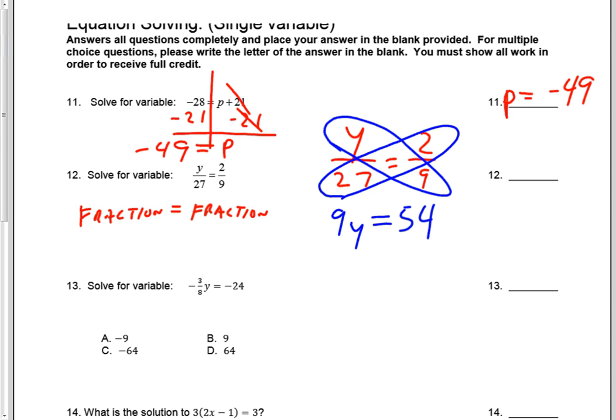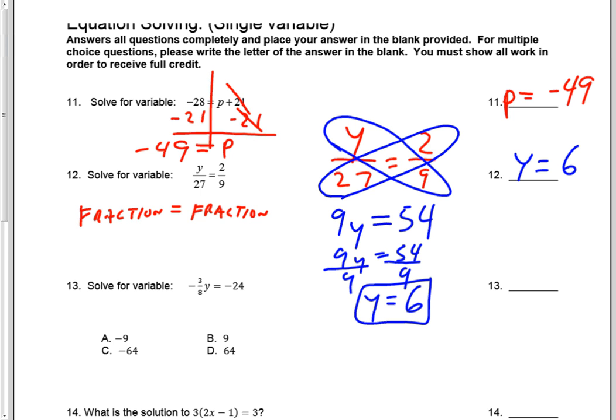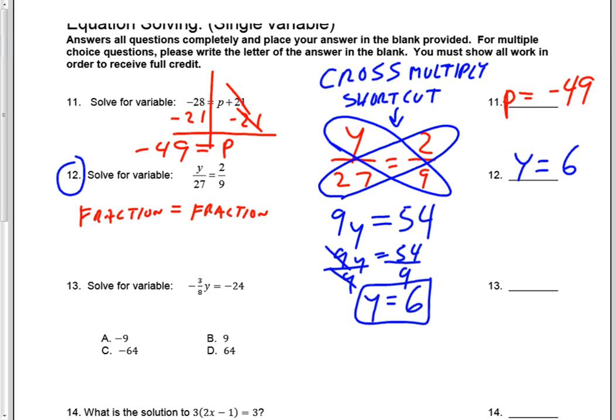Is that a much easier equation to deal with? So do the cross multiplication. How do I get rid of that 9? Divide by 9, y equals 6. This goes away. This is called cross multiply shortcut. And that's for number 12. You can only do that if you have a fraction equal to a fraction.